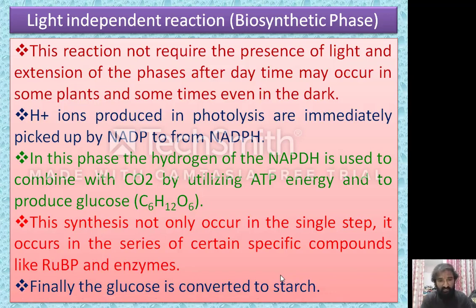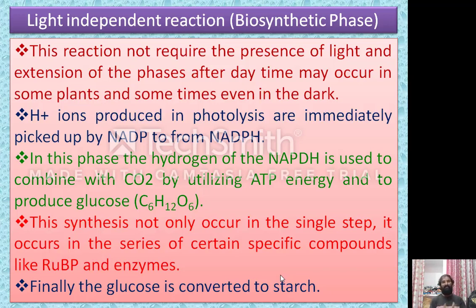Finally, the glucose is converted into starch, so just remember this. Whatever assimilatory power is produced in the light phase, that is ATP and NADPH, when NADPH is involved in the reduction phase, it produces hydrogens. These hydrogens combine with the CO2 in the presence of ATP, and they produce glucose, that is C6H12O6.